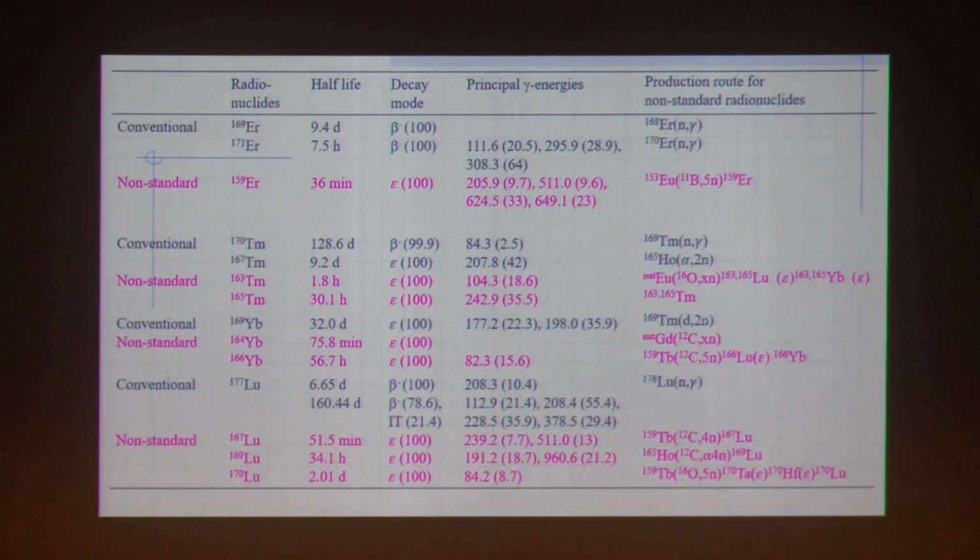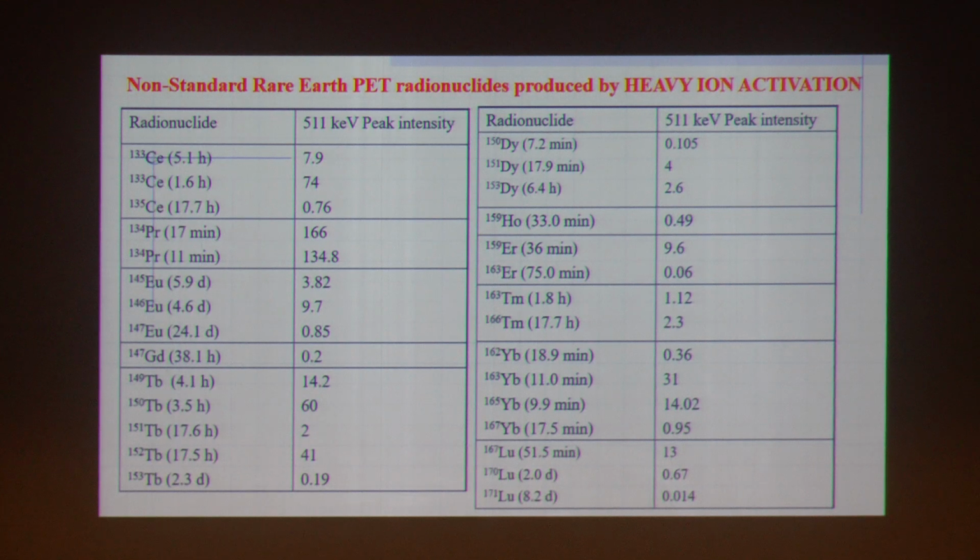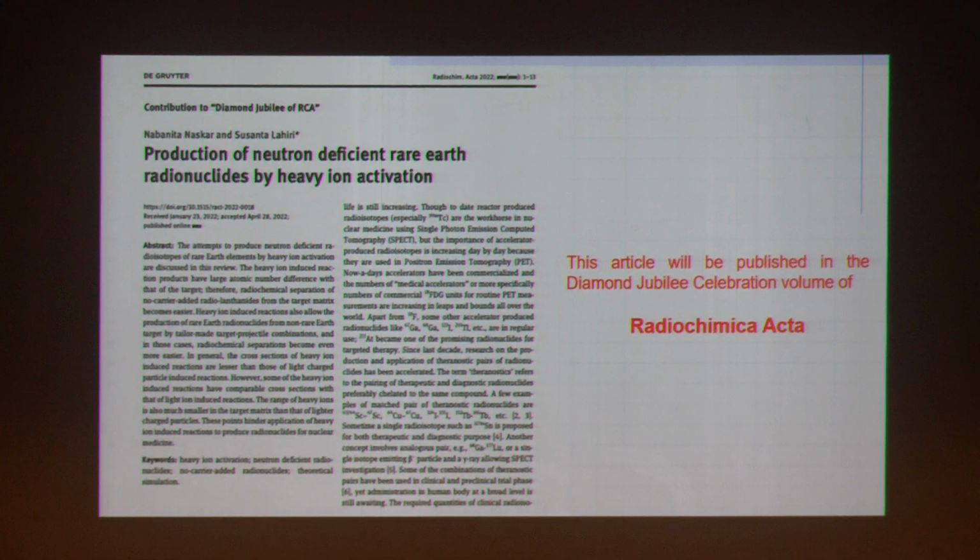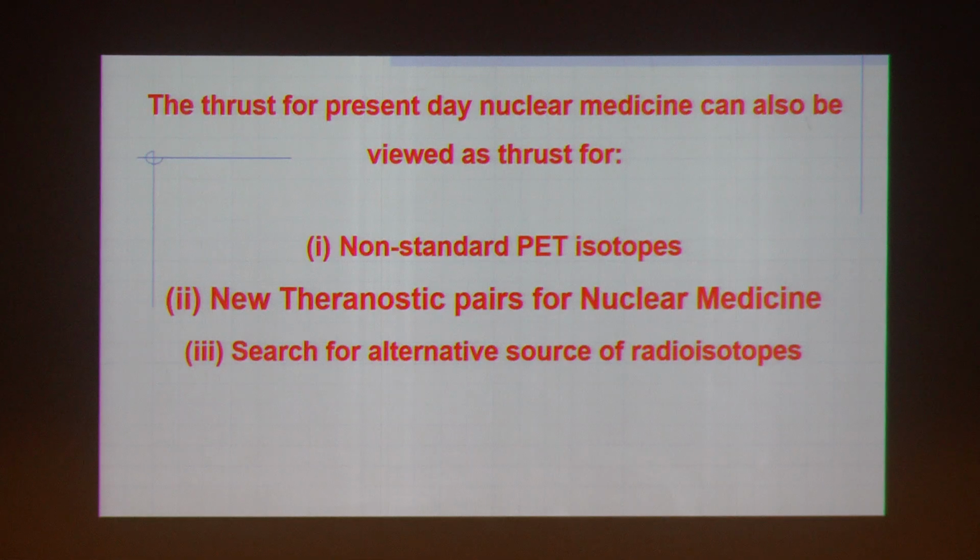Similarly, there are many examples, as you can see. And as I was telling you about the 511 keV photopeak, yes, it is true that most of them do not have this intensity, but some of them do, like 150 terbium, which has a good peak intensity, so that can be used for clinical purposes. This is one of the articles going to be published in Radiochimica Acta, on the production of neutron deficient rare earth radionuclides by heavy ion induced reactions.